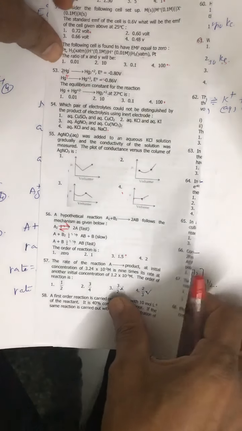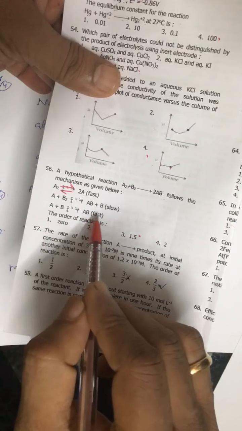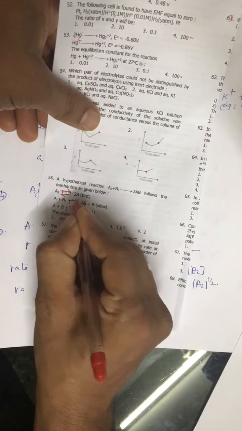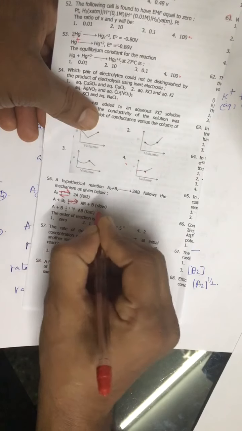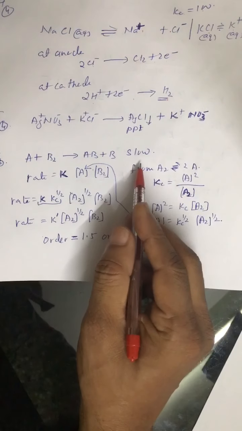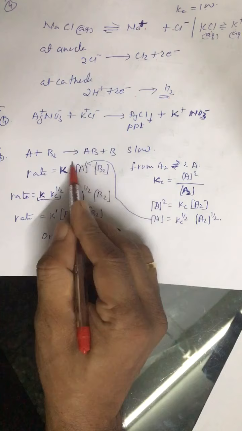Now look at question number 5.6. We have A2 plus B2 giving 2AB, and this step is fast, this step is slow. On the basis of the slow reaction, we can write the rate law. The rate law is R equal to K A into B2.